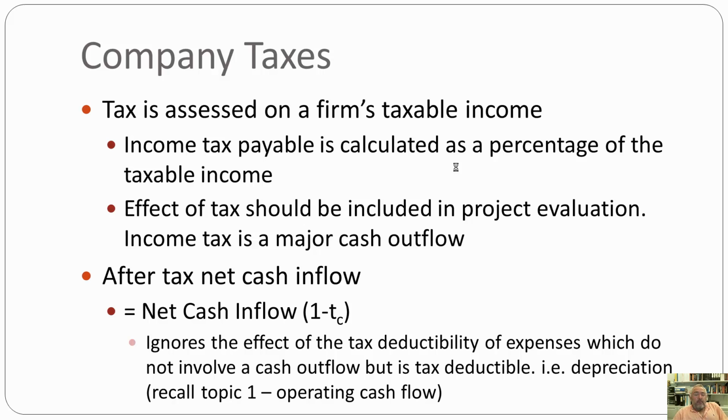So to think about the after-tax net cash inflow, in other words, we want to talk about all of our basic cash flows, and we need to take off the cash flow that goes to the tax office. You would think that the simplest way of doing this would be to take our net cash inflow and just multiply it by 1 minus the tax rate. So if the tax rate is 30%, the amount of the cash inflow that remains to you is 70%.